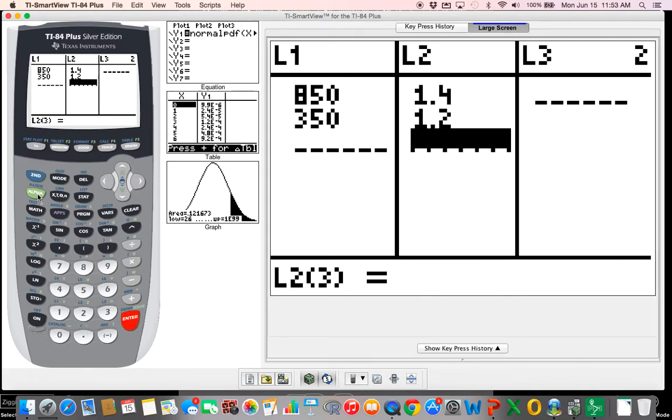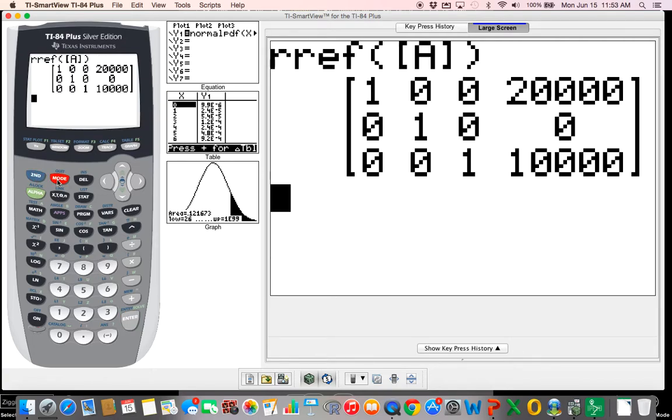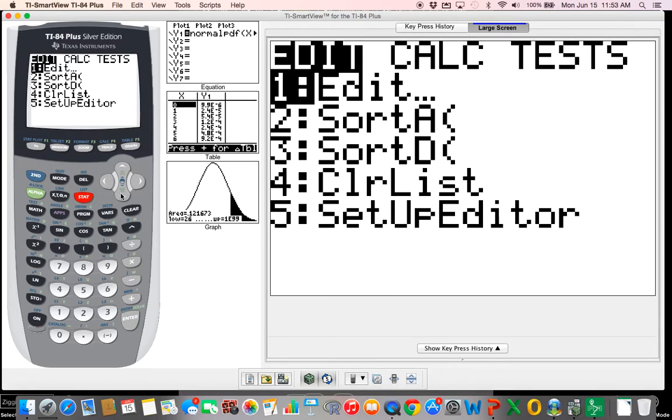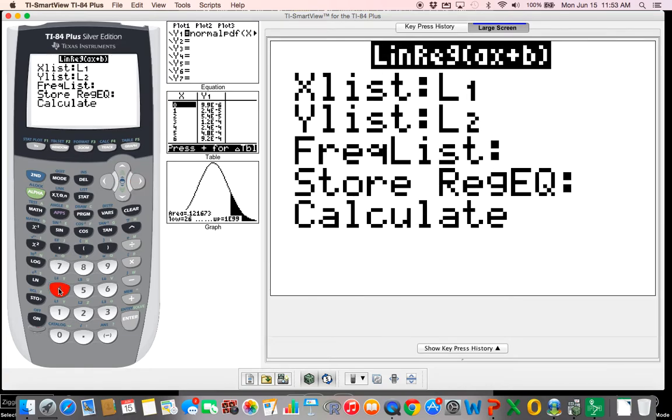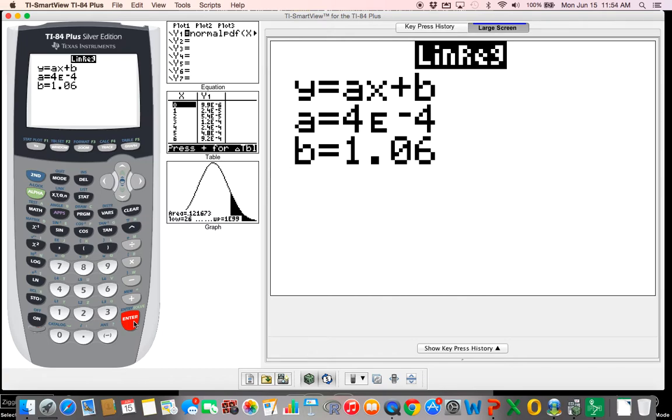All right, so second function quit, go stat, go over to calc, come down to number 4. So we have L1, L2, what we want, and go calculate. So what we got there, we've got a situation where we're given something in scientific notation.